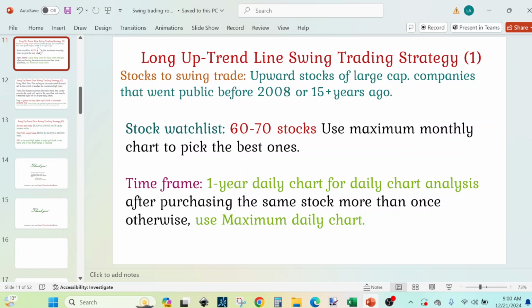And one way to make money is swing trading. So those are the swing trading strategies we are using, and based on that we are trying to find a list of stocks we will be trading moving forward.